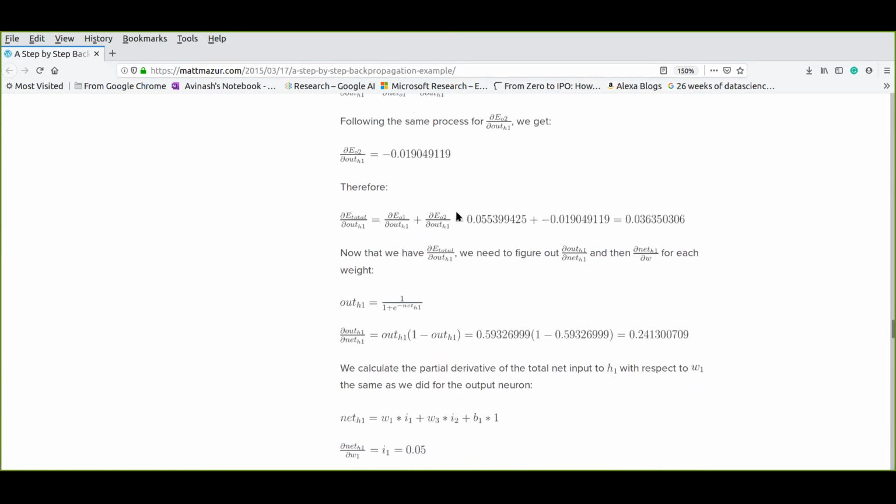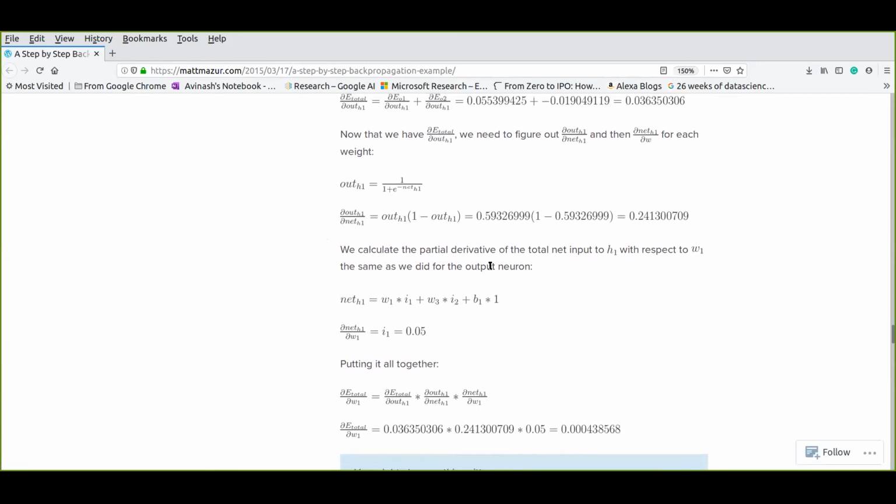And so we have got the partial derivative for E1, and similarly we have to do it for E2 as well, and we get the value. And now we have the total thing. Here we have the partial derivative of E total with respect to the first hidden neuron's output, and that's the value.